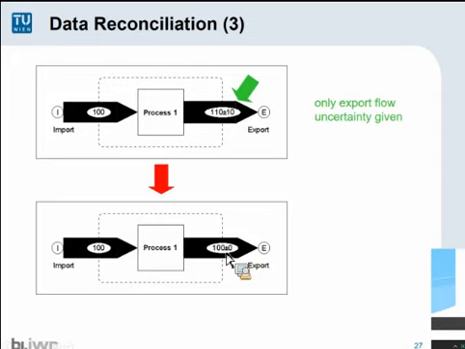And I think it is more or less obvious that this should be the solution, because the import flow has no uncertainty, so it cannot be changed in any way. The only data that you have collected and that can be changed is the export flow value, and after data reconciliation it has to be exactly the same number as the import flow.